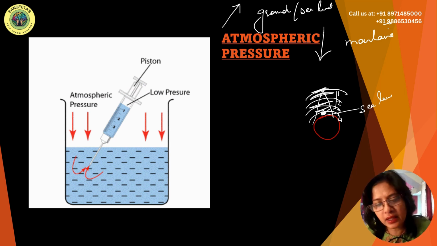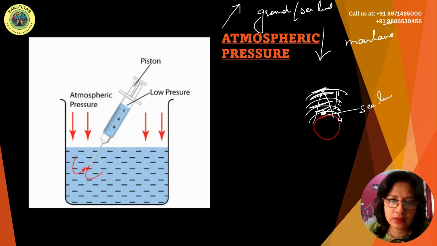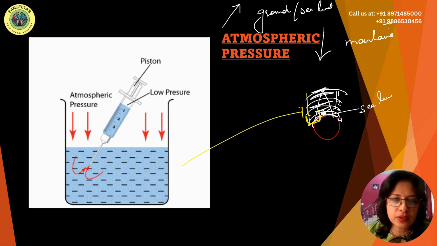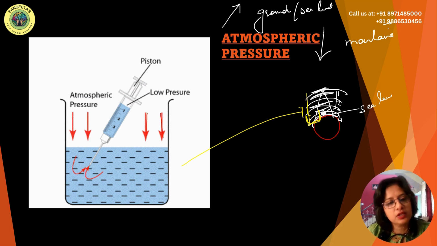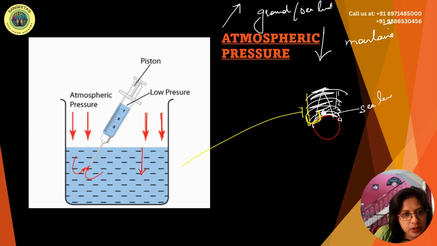Okay, now every object on this earth, we are standing here, we are not hanging in the air. So every object is subjected to atmospheric pressure, and that is why it is shown like this. So atmospheric pressure is shown here. So the pressure is on the liquid.